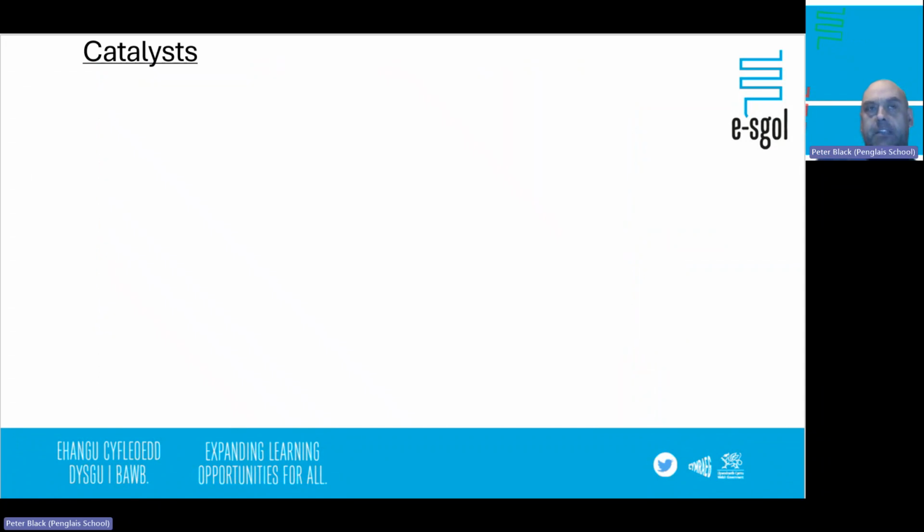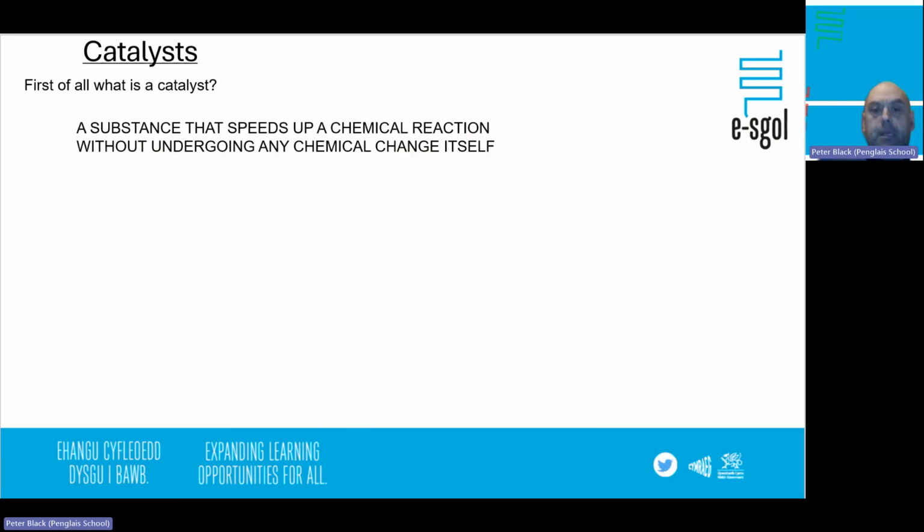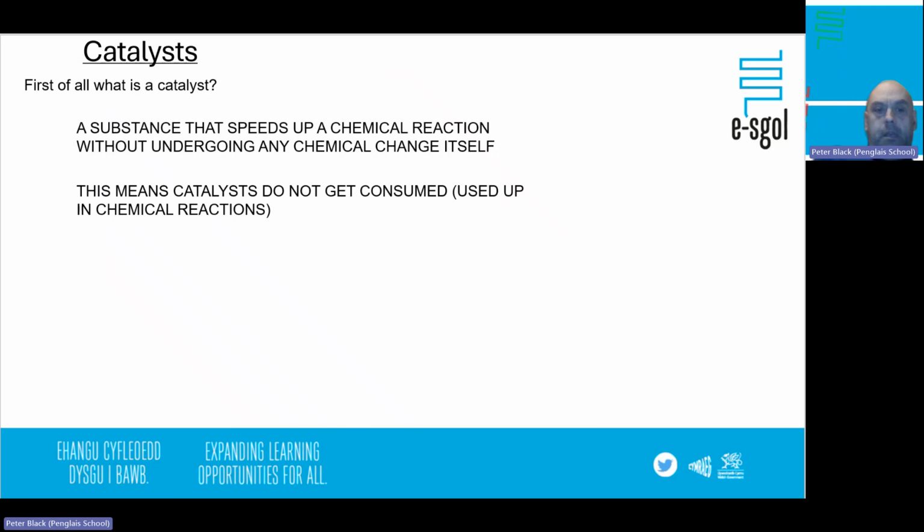Okay, and then the other factor we need to consider is what's called a catalyst. Catalysts are substances that speed up chemical reactions without undergoing any chemical change themselves. So they're very, very important and very, very useful things. Because they don't undergo a chemical change themselves, they don't get used up in a chemical reaction, and this means we can use them over and over and over again.